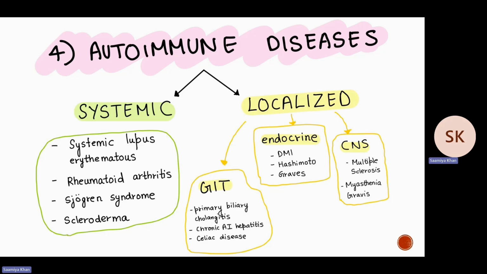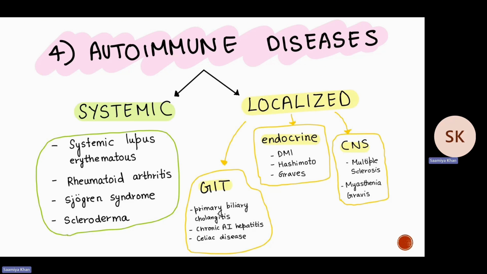Autoimmune diseases can be divided into systemic autoimmune diseases and localized autoimmune diseases. Systemic autoimmune diseases, you can mention examples such as systemic lupus erythematosus, which I'm going to tell the details in the next slide, rheumatoid arthritis, Sjogren's syndrome, scleroderma.